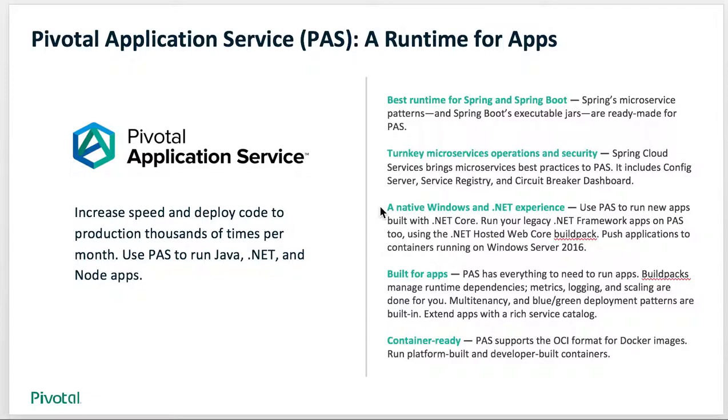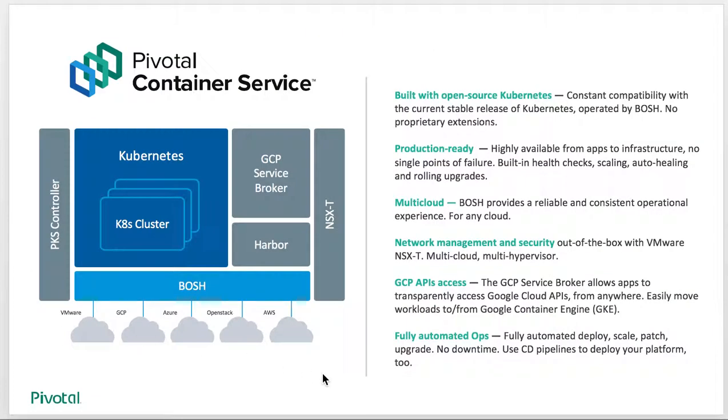And then PaaS is built for apps. So PaaS has everything you need to run the apps. And the build pack manages runtime dependencies, metrics, logging, scaling add-ons for you. Multi-tenancy and blue-green deployment patterns are built in, and you can extend the apps with this service catalog. So it is also container ready. So that's about the application service, which we already spoke about.